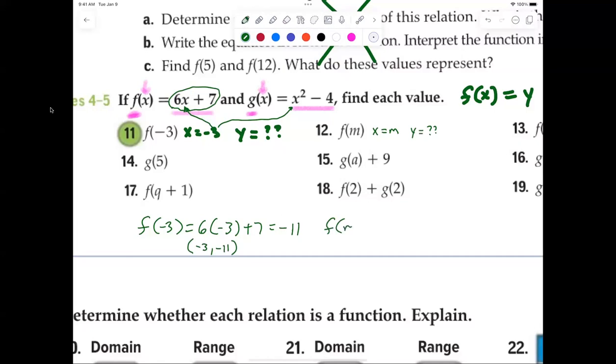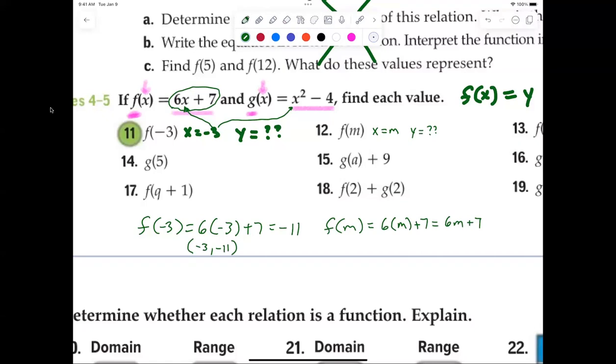F of m equals 6. What do I replace x with? M plus 7. My answer, what's 6 times m? 6m plus 7. No, you cannot add a number and a variable. It's okay if you made that mistake, though, whoever did. That's the answer. It doesn't matter.